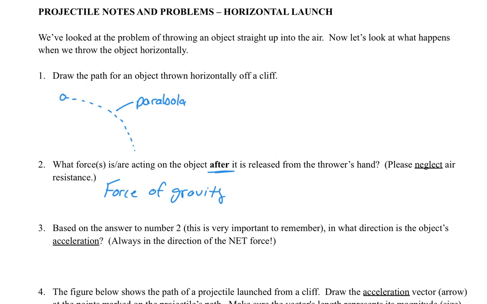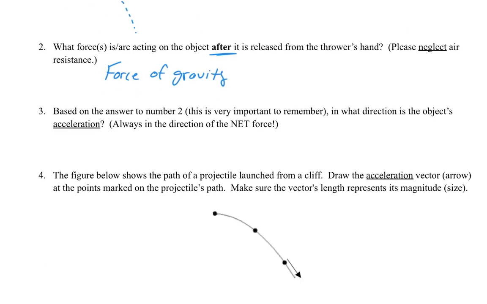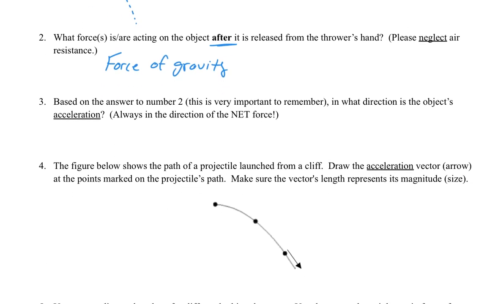Okay, so based on this information that the force of gravity is the only force acting, remember from our dynamics unit that then that means the net force is only the force of gravity, and the force of gravity always acts down. Well, the acceleration is always in the same direction as the net force, so that means our acceleration is down. It's only down.